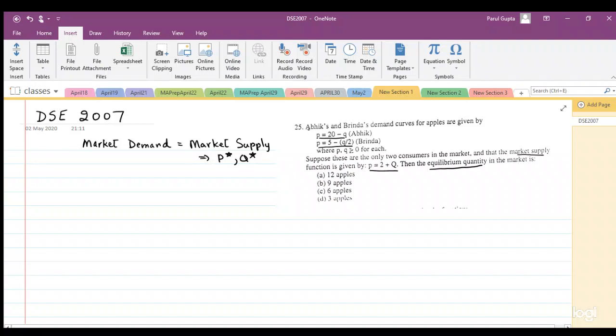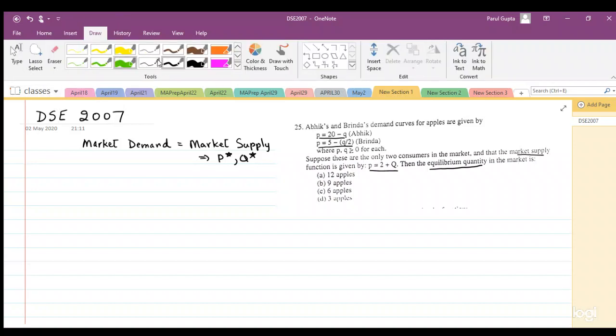Now since there are two individuals given, the market demand will be the sum of these two individual demand curves. However, we have to keep a couple of things in mind while finding the market demand from the individual demands. One thing to keep in mind is that there might be a kink in the market demand curve. We can see here that the two demand curves are not the same, and there is therefore a possibility that when we add them up into the market demand curve, there could be a kink in the demand curve. So we'll have to be careful about that.